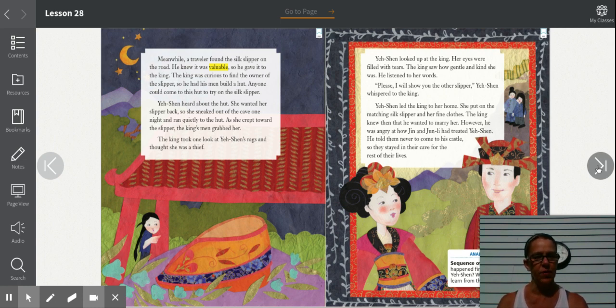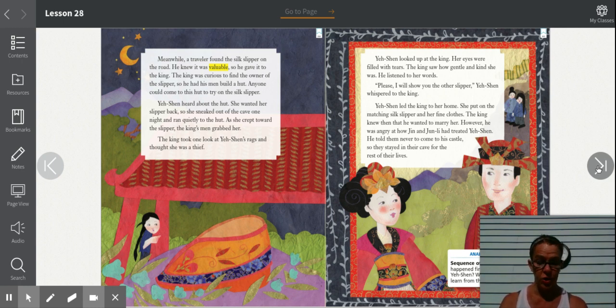How is that different from Cinderella? So in this story, the girls have to go to a hut to try on the slipper. In Cinderella, remember, the prince and his footmen came to their houses. So that's a little bit different.